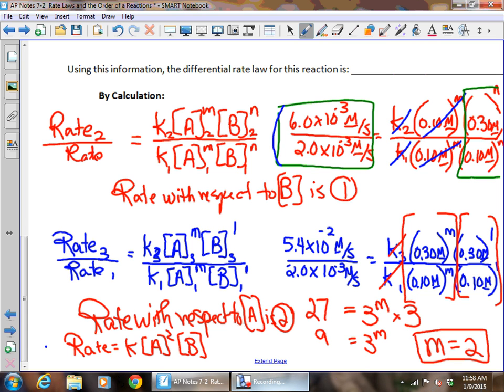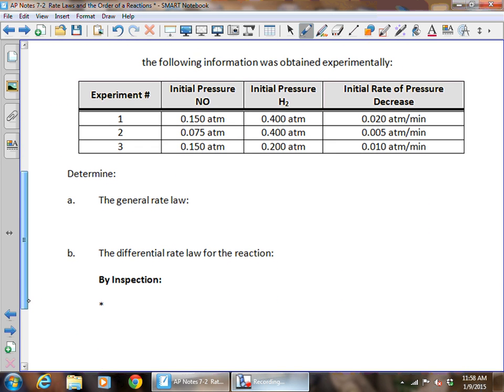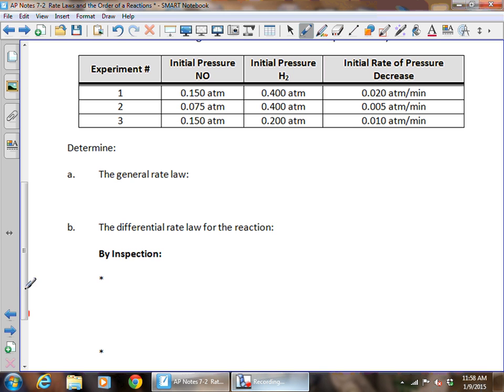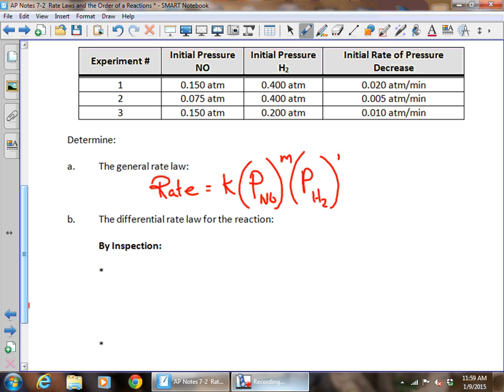Now we can do one more example using the other problem that we have on this worksheet, or on the set of notes, which is this one. We had a general rate law for this one of rate is equal to K pressure of NO to the M pressure of H2 to the N. So what we're going to do on this one is to, first of all, look at reactions 1 and 3.